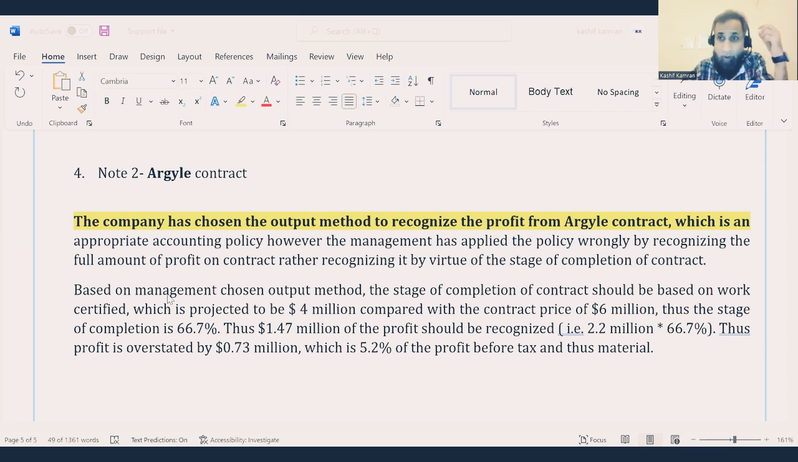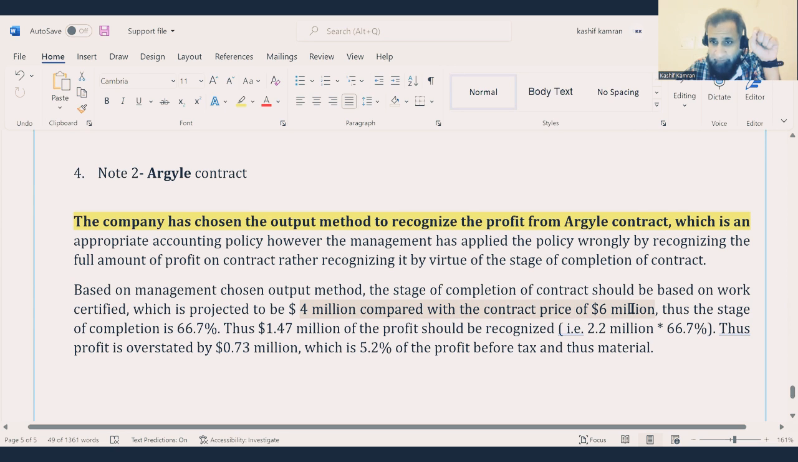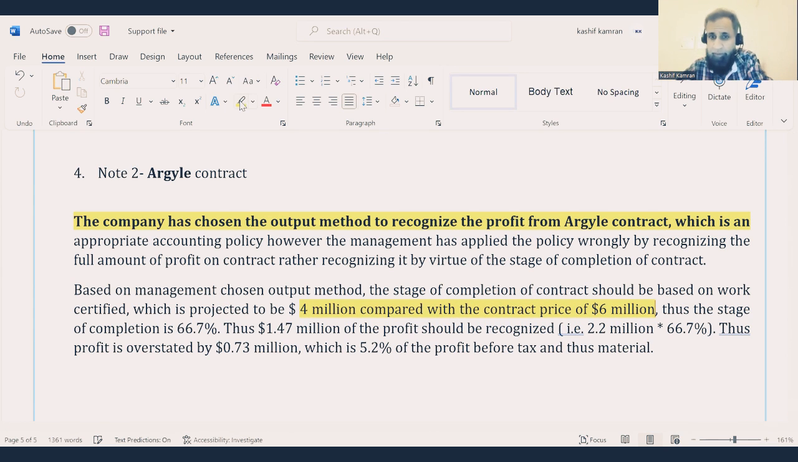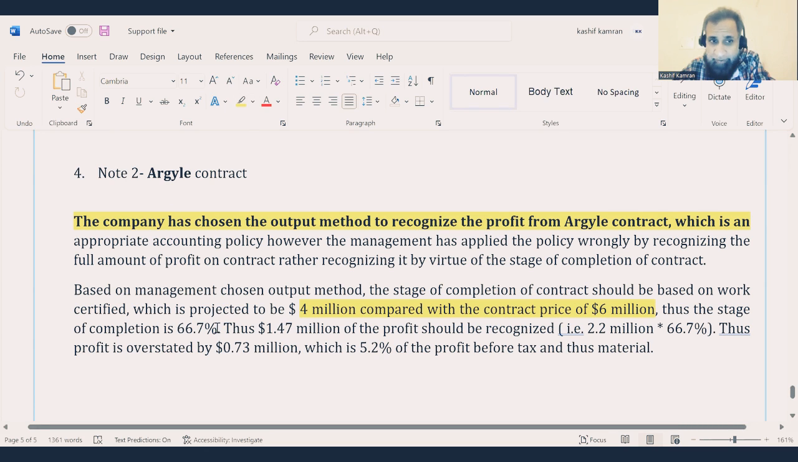Now, if they have done the wrong application of the accounting policy, are we sure that the profit is overstated? Because they have recognized the profit in full. So you come to the second paragraph. Based on the management chosen output method, the stage of completion of the contract should be based on the work certified, which is projected to be 4 million. This is taken from exhibit number 4, right? So work certified, which is projected to be 4 million, compared to the contract price of 6 million. This is given in exhibit number 4. Thus, the stage of completion is 66.7%.